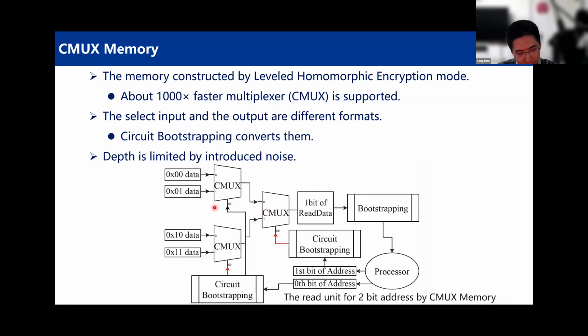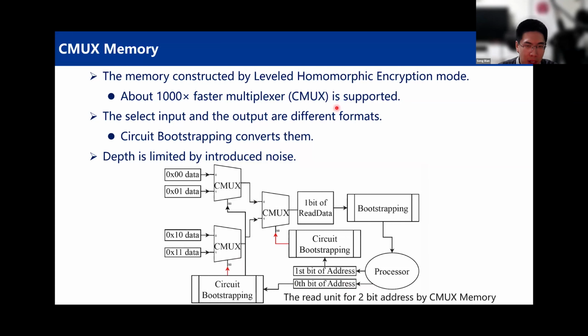So using CMUX it becomes faster, but transforming the address bit from an LWE ciphertext into a GSW ciphertext is actually very expensive. So this is not a technique that we can use everywhere. And second, when you have a very deep tree of CMUX, you have to insert bootstrapping to stop the error from growing too much.